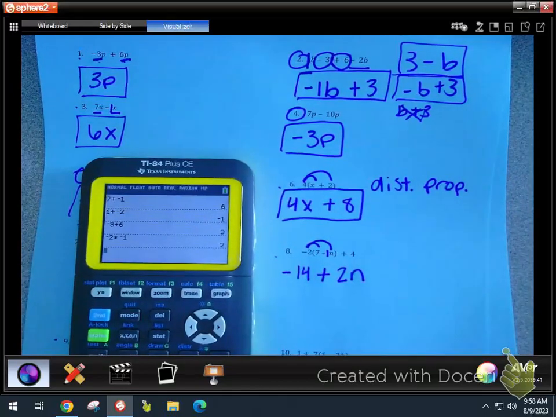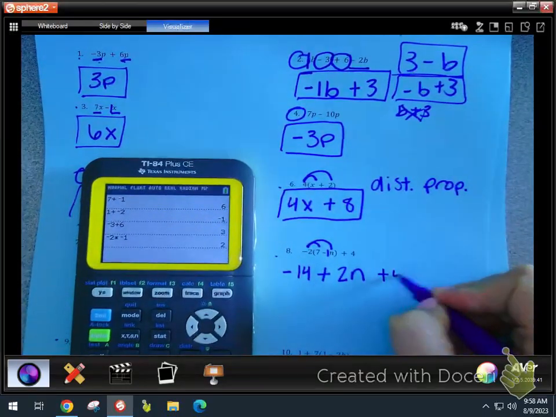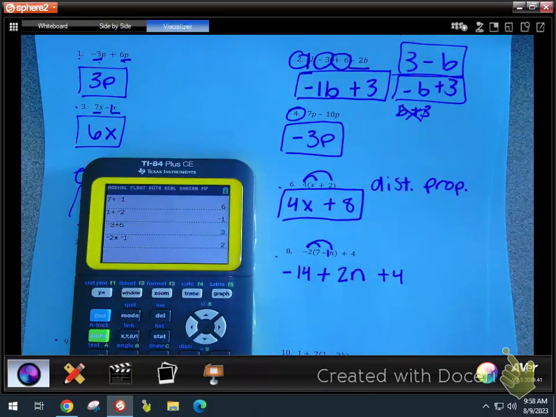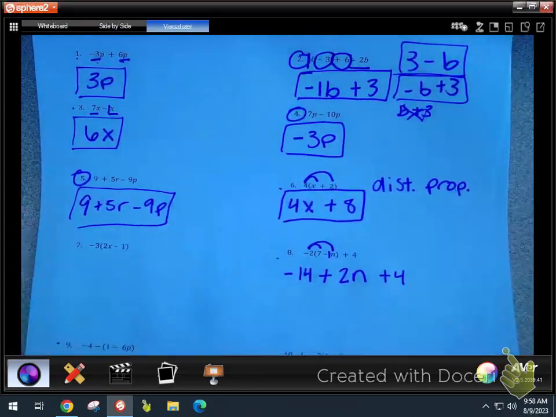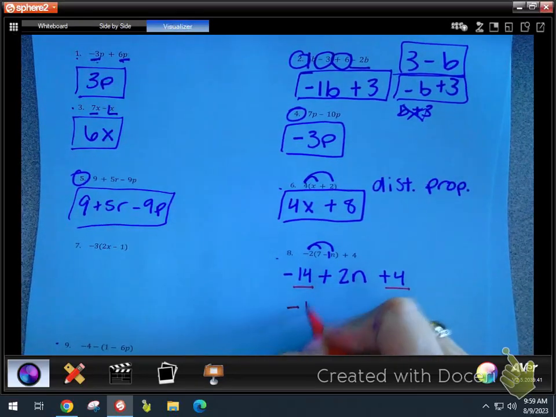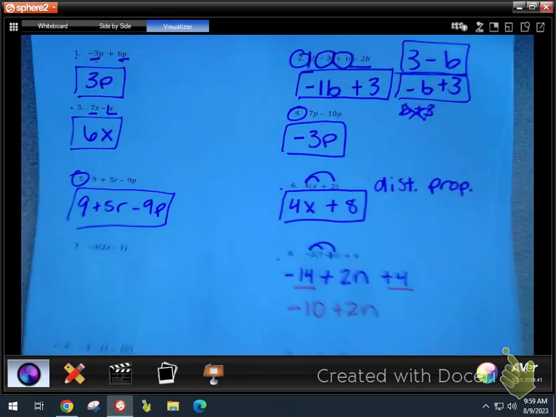Am I done now? No. What else is going on? Plus 4. Am I done now? No. What do we have to simplify? The 4 and the 14. The 4 and the what kind of 14? Negative 14. You have to be careful with these like terms. Sometimes you multiply and you're done. Sometimes you add and you're done. Guess what you're going to do most of the time? Both. Multiply, then add. The only thing we can add here is the negative 14 and positive 4. What does that give us? Negative 10. Negative 10 plus 2n. Could you write it like this?